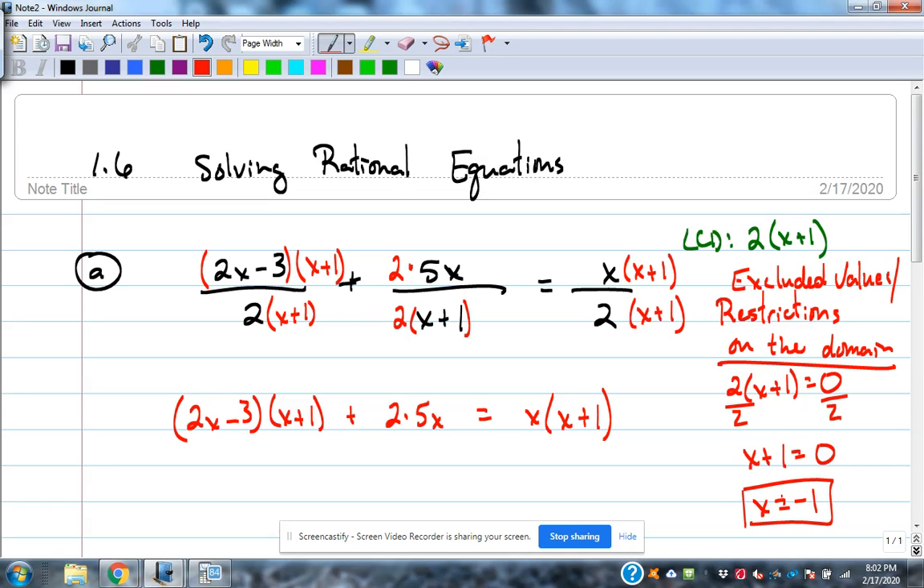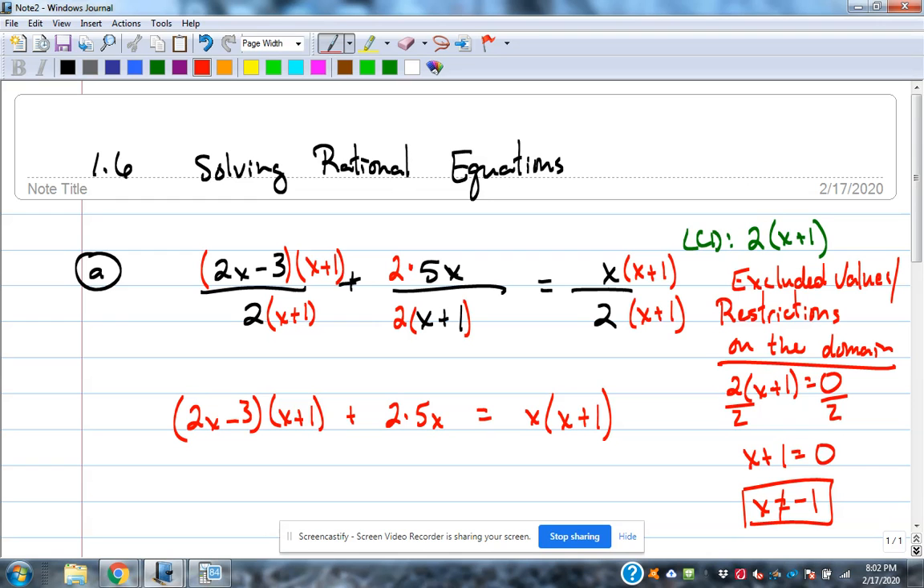What that tells us is that x cannot be negative 1. If we get negative 1 as an answer to this equation, we throw it away. We don't use it. It's an excluded value. We call them extraneous solutions back in 100. Now remember that word, extraneous. It's an extra answer. It doesn't work for this problem. The reason it doesn't work for this problem is because it gets a 0 in the denominator. You can't have that. All right, so now we got to work out this ugly problem here.